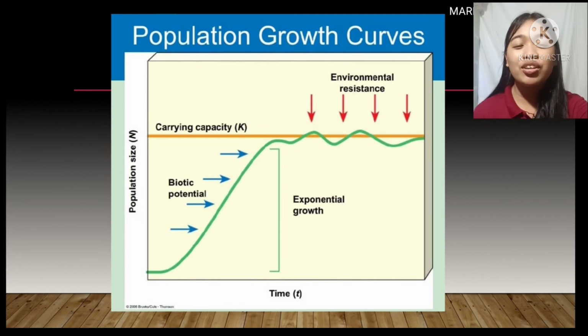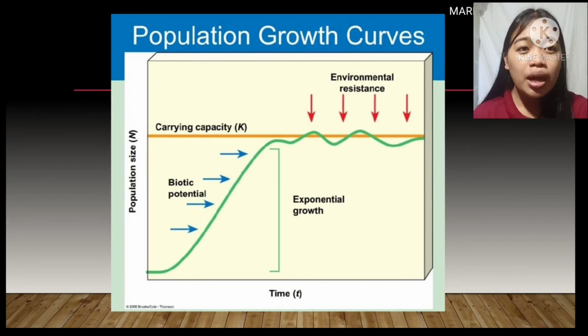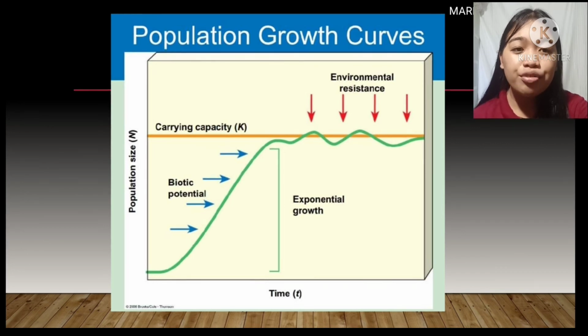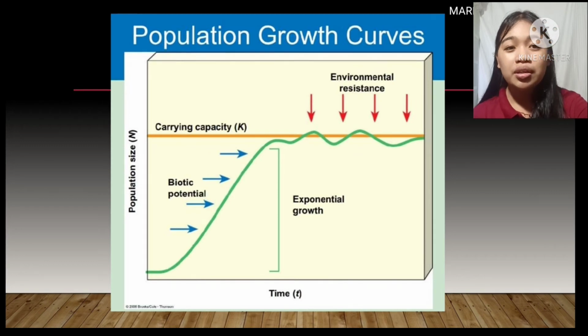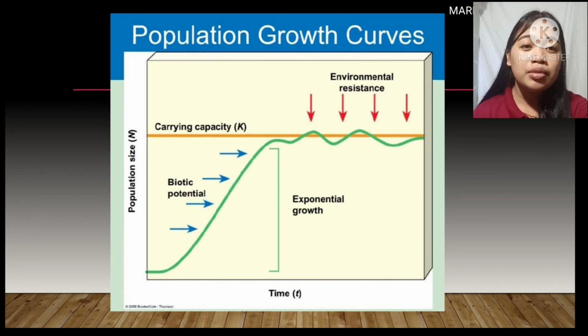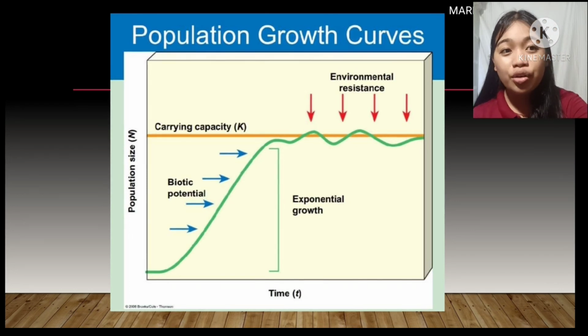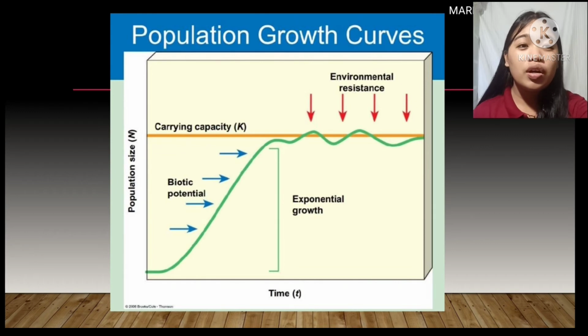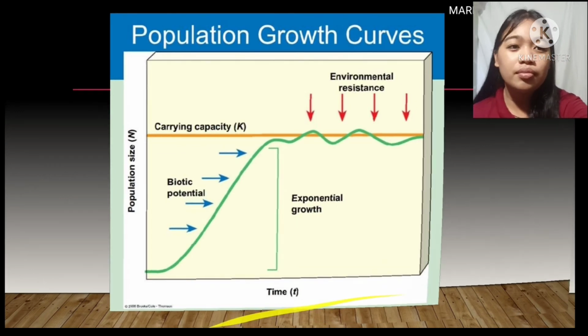So as you can see on the illustration, the population growth curves. So we have here the time allotted, the exponential growth, the biotic potential, and the carrying capacity. So we have also the environmental resistance, whether the species can grow on the environmental basis.